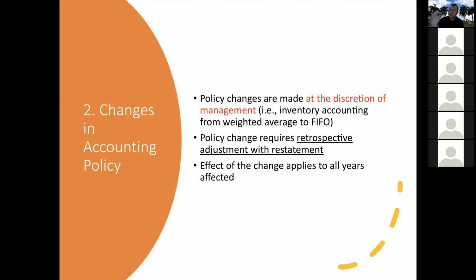So if you really want to fix the ending inventory of the prior year, you have to go back all the years to the very beginning. Otherwise, your number won't be right, right? So the idea is to make sure it's consistent. Your accounting policy should be consistent.